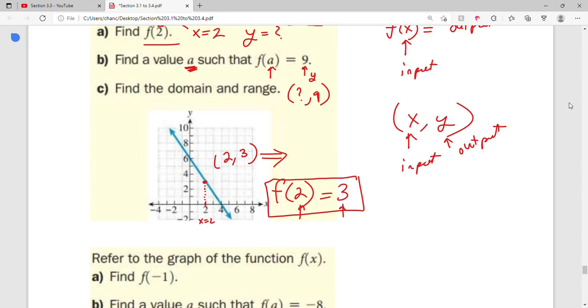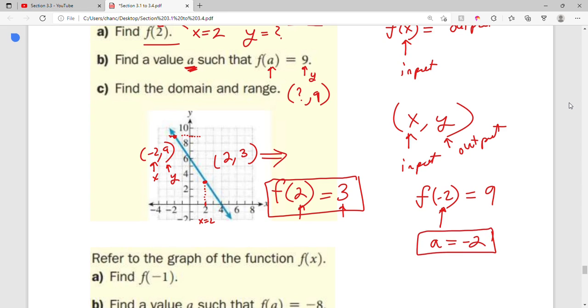So if you look at it carefully, this is where the y coordinate is 9. And it crosses my graph right here at negative 2 comma 9. That's our x, that's our y. What this means is f of negative 2 equals 9. So that's it. That negative 2 right there must be A. A is equal to negative 2. That's our missing variable that we need to find.